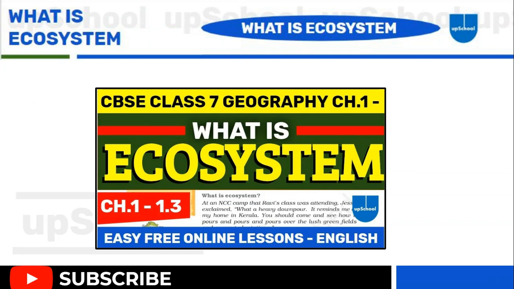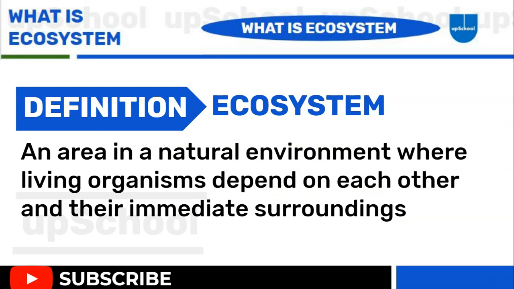What is an ecosystem? So first, let's just read the actual definition of an ecosystem. An area in a natural environment where living organisms depend and interdepend on each other and their immediate surroundings. What do I mean by this? Well, I'll be giving you guys an example to help you understand this.